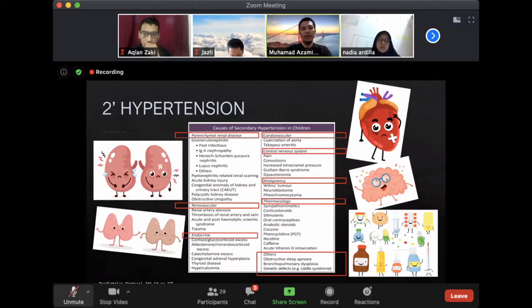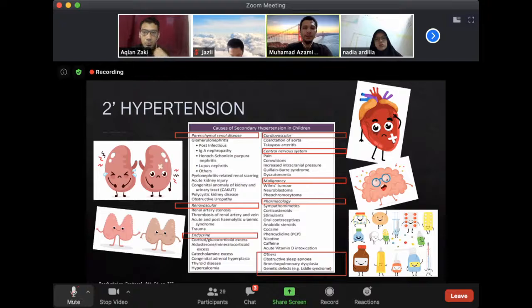anti-hypertensive medication. But it does not mean that if the BP is high... in our experience with PSGN, they normally come with high BP in the acute setting. After a few weeks, the BP will be normalized again. So not all conditions will require prolonged anti-hypertensive medication.